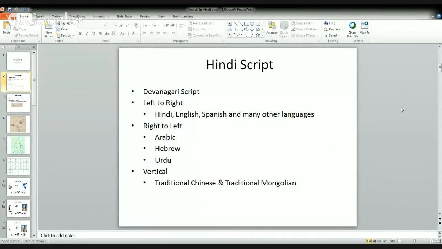And then there are certain languages which are written in a vertical manner, such as traditional Chinese and traditional Mongolian. Nowadays, I heard that it's pretty much written from left to right, but I think it's good to know how our language writing system has evolved, right?